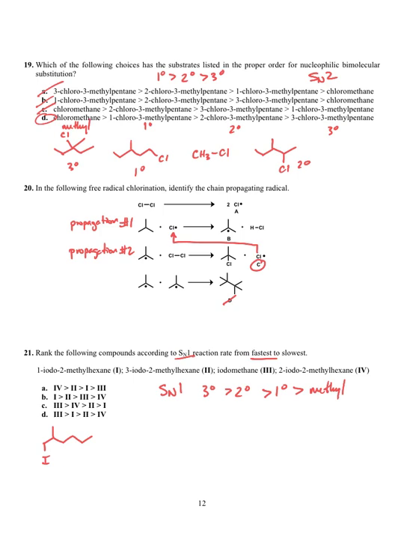So here's compound 1. Then you have 3-iodo-2-methylhexane, that's compound 2. Iodomethane. And then finally 2-iodo-2-methylhexane, that's compound 4. So classify them.